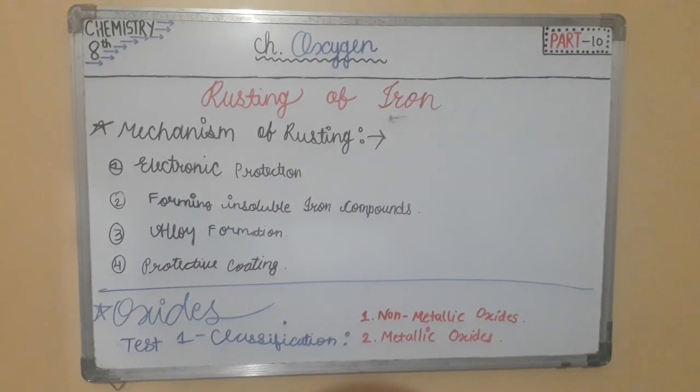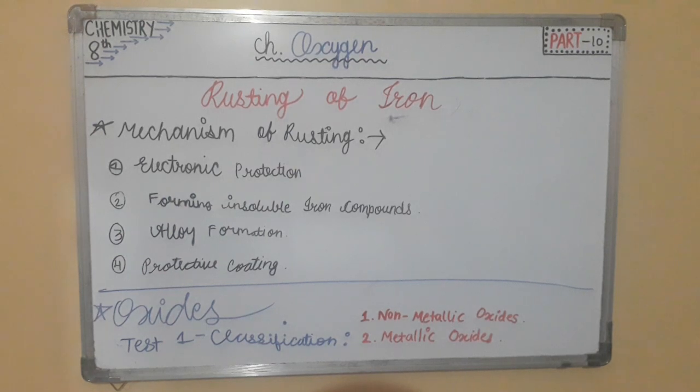So in non-metallic oxides, the two points are acidic oxides and neutral oxides. Acidic oxides: the oxides which react with water to yield acids are called acidic oxides. Second, neutral oxides: the oxides which are neither acidic nor basic are called neutral oxides.